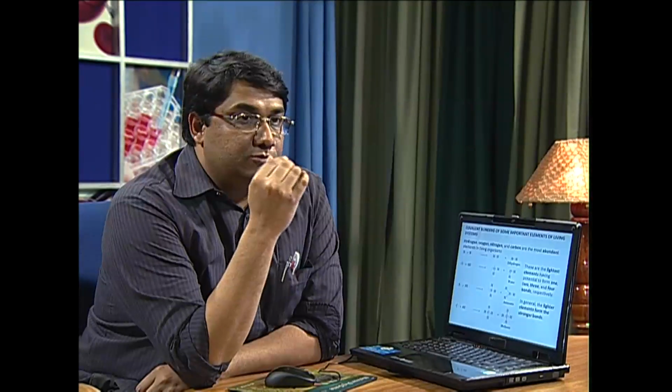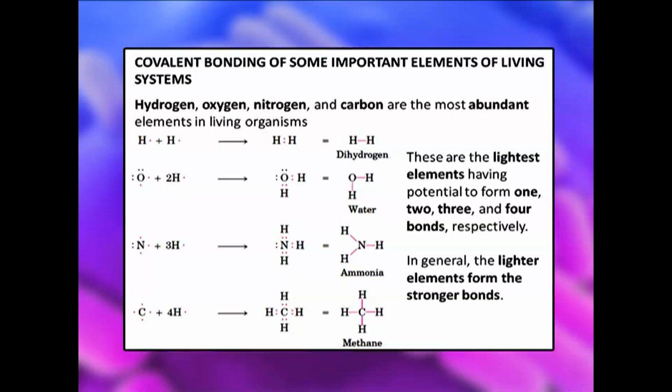Hydrogen, oxygen, nitrogen, and carbon, they are the most abundant elements in living organisms. Here you can see that they are the lightest elements in the periodic table that have the potential to form 1, 2, 3, and 4 bonds respectively. Now, in general, the lighter the elements, the stronger the covalent bonds that they form.